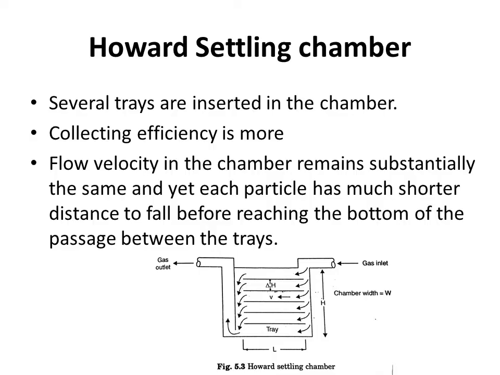Forward settling chamber is a modification over the gravitational settling chamber. In this chamber, there are several trays arranged parallel to each other, one over the other. The gas laden with particles enters the gas inlet, moves between the trays and gets settled on the trays. And the clear gas comes out through the gas outlet.